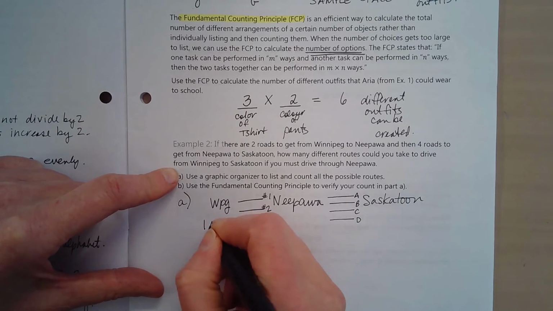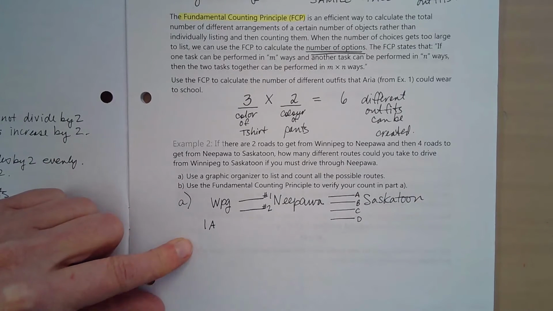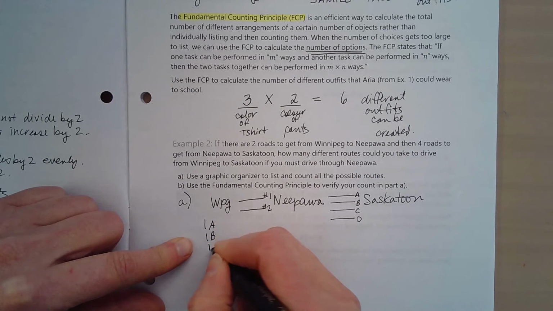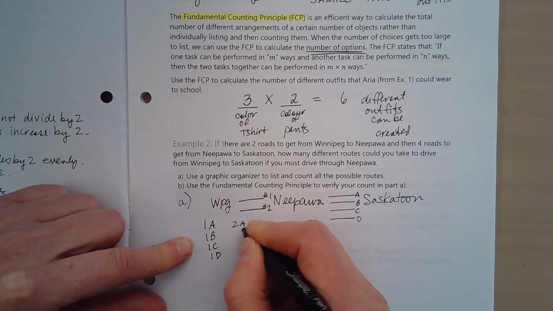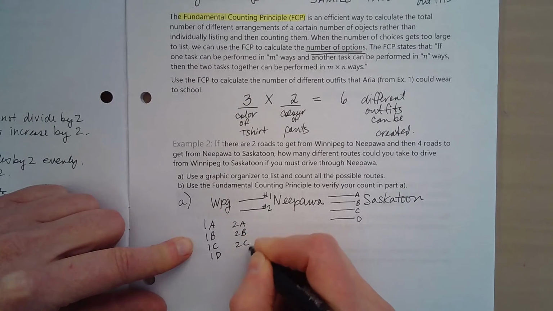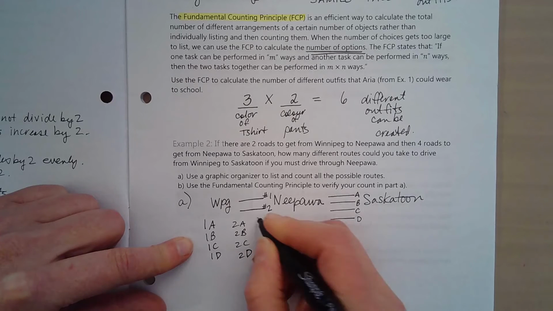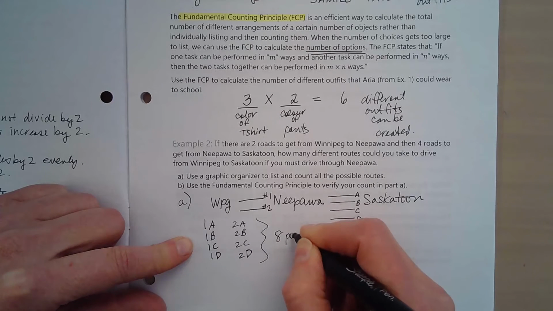1A. Okay, what's another possible route? 1B, 1C, 1D. And then the other is 2A, 2B, 2C, 2D. Agreed? And how many? 8 possible routes. Agreed?